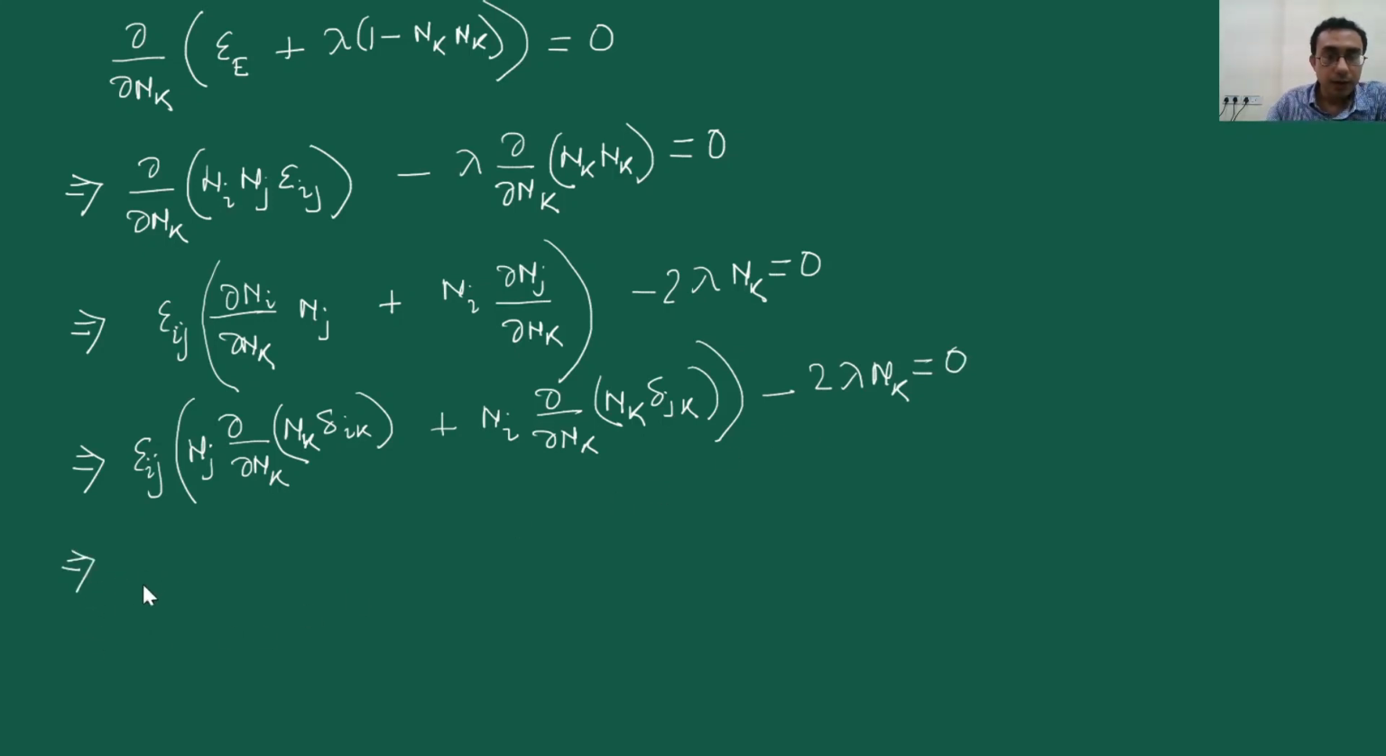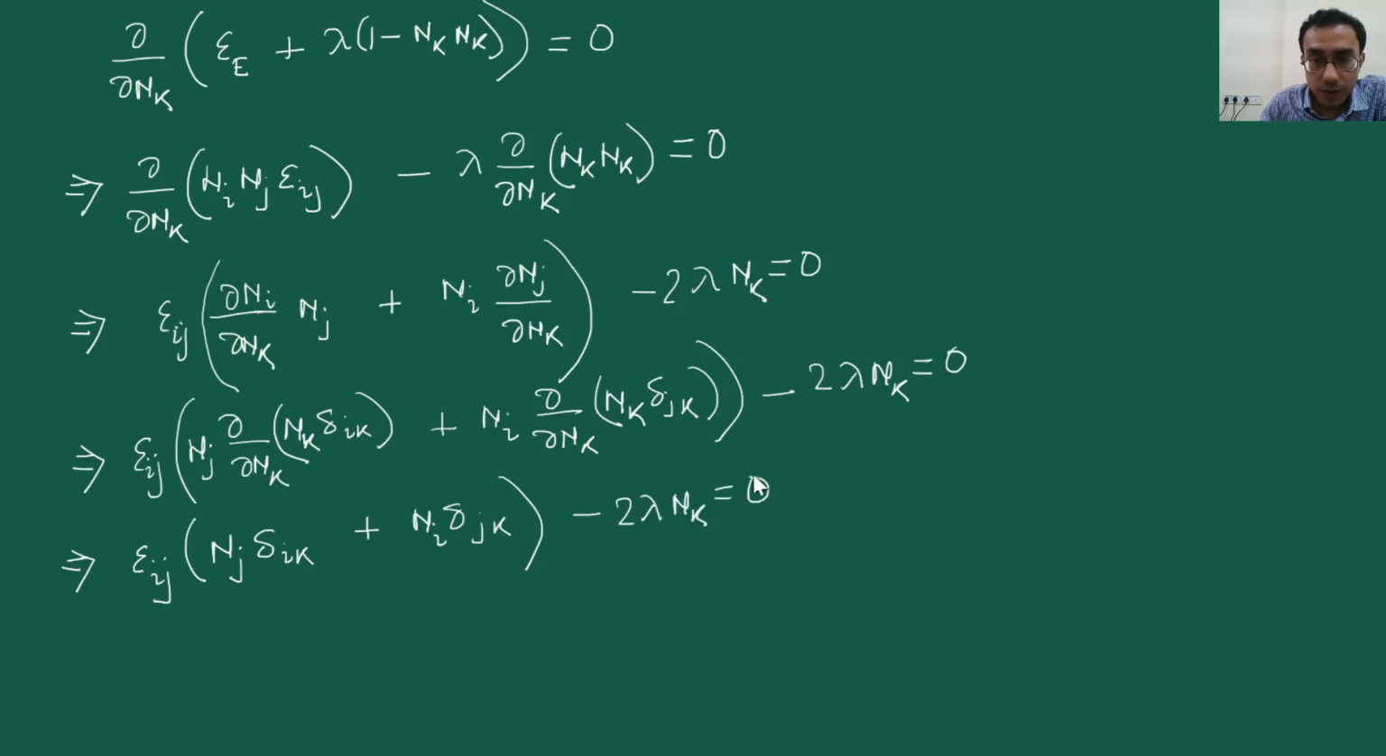Okay, now this thing is no longer difficult. This is simply nj. Now the partial derivative of nk with respect to nk is simply 1. All that we are left with is this constant like quantity, which is the delta ik. We write it. Similarly, from the next one we have this ni here, and this del nk that is 1. We are just left with this constant like thing, which is the delta jk, and minus twice lambda nk is equal to 0.